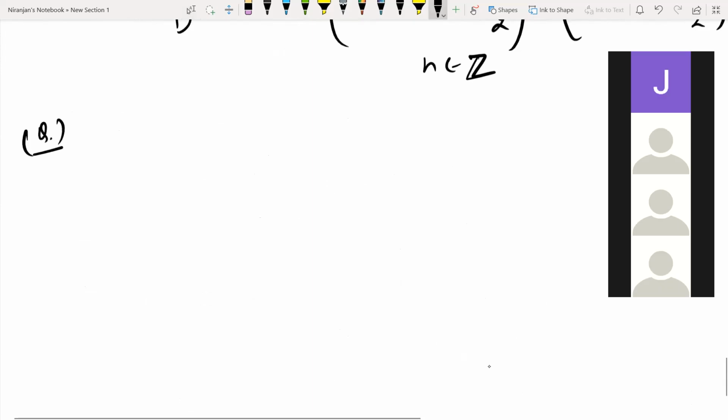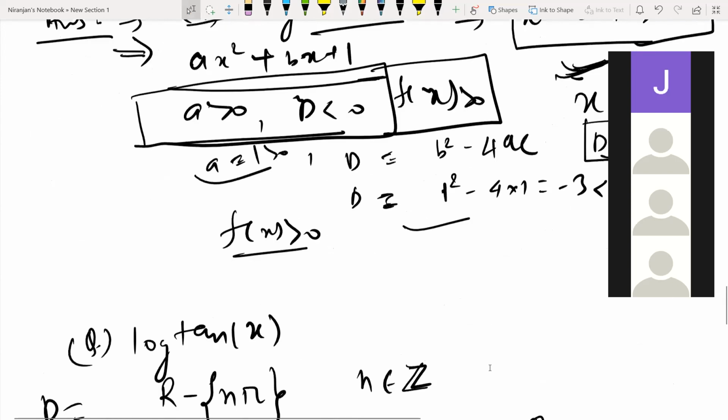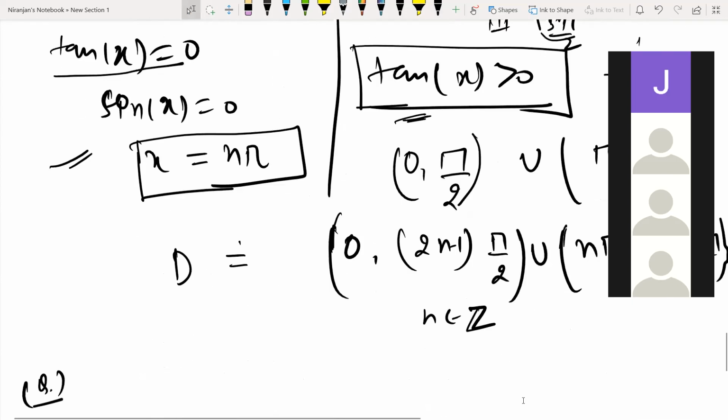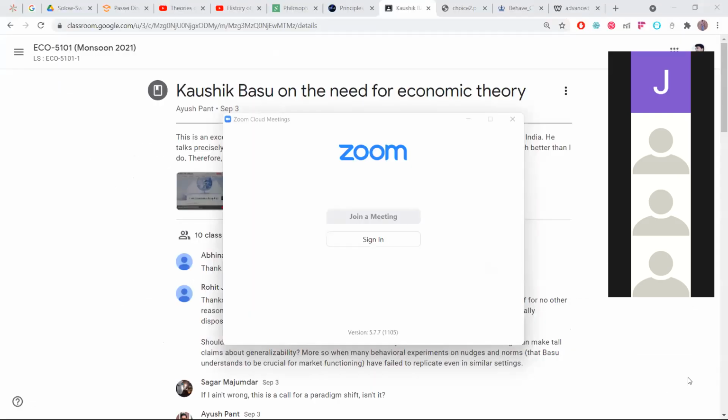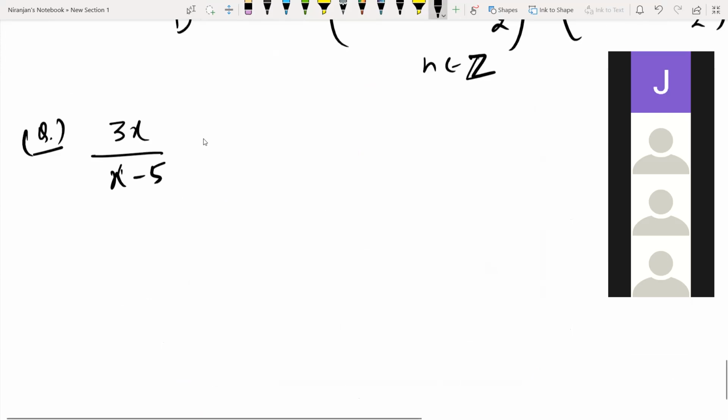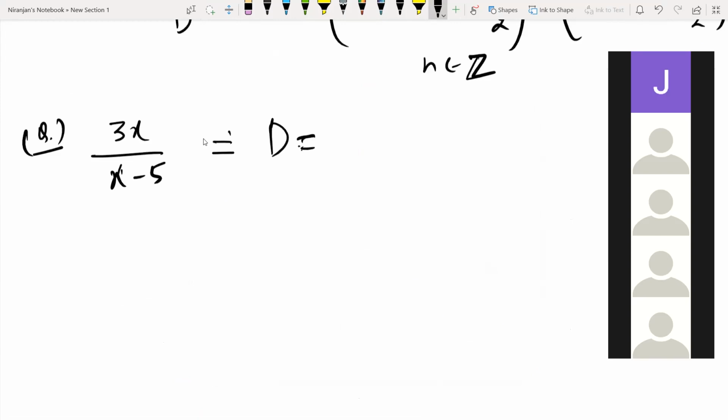So what is the third question? 3x upon x minus 5. This is pretty easy. So I want Gulfisha to answer this. I think Kiran is here, right? Kiran, can you answer this one? Yes, sir. What would be the domain? So the domain is real numbers minus 5. Yeah, this is pretty simple. You just take the denominator, make it non-zero, and just exclude that point. I'm not going to solve it.